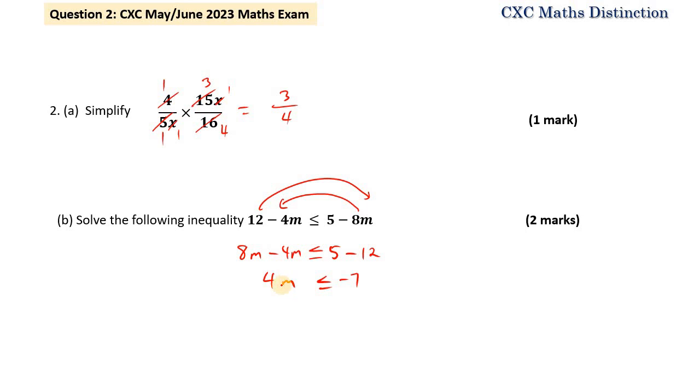Next, we need to isolate m, and we consider how it's connected to 4, and it's connected by multiplication. So dividing by 4, we are left with m is less than or equal to negative 7 over 4.